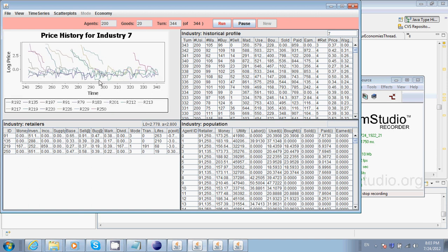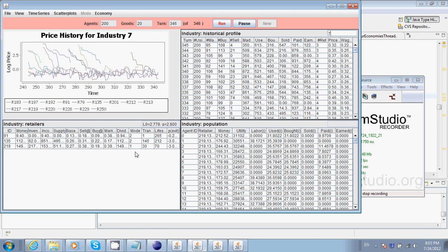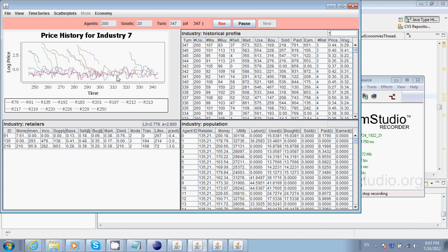This is even crazier. So Industry 7. I just picked that randomly, but you see 3 competitors right now. They've all been in business for a while, and then there's a bunch more challengers who came up.